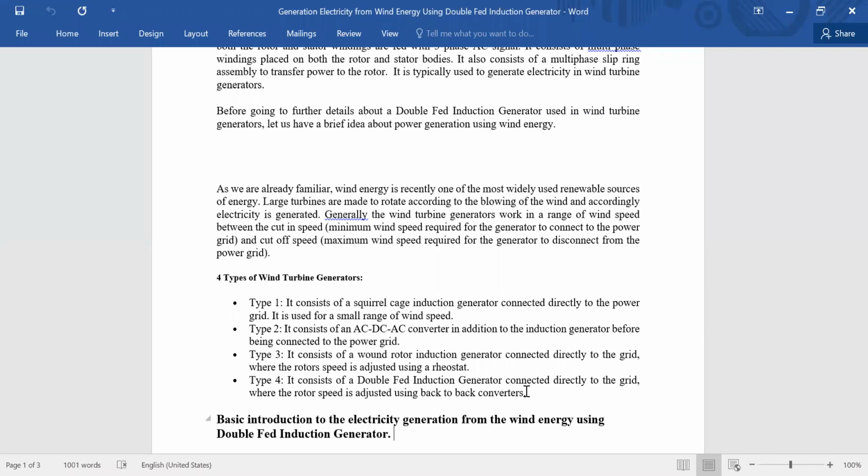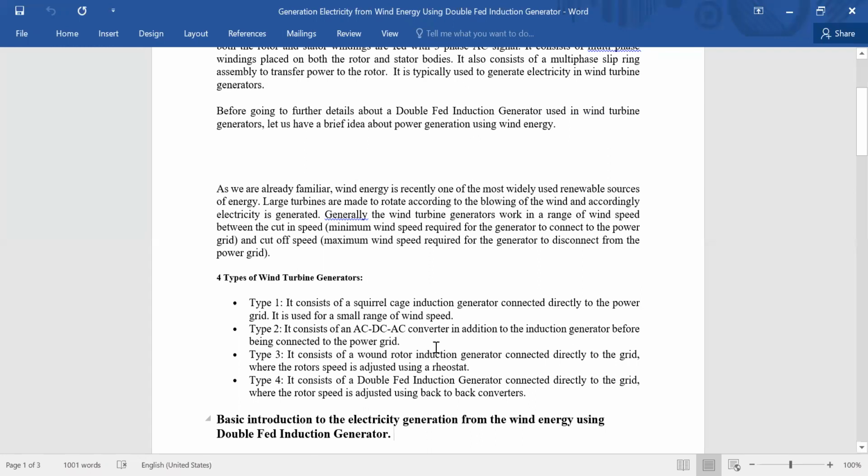Type 2 is either an AC to DC or DC to AC converter, because we have converter stations over there. They are connected to the induction generator before it is connected to the power grid. Type 3 consists of a wound rotor, or slip ring induction generator, so we require a rheostat there to adjust the rotor speed.